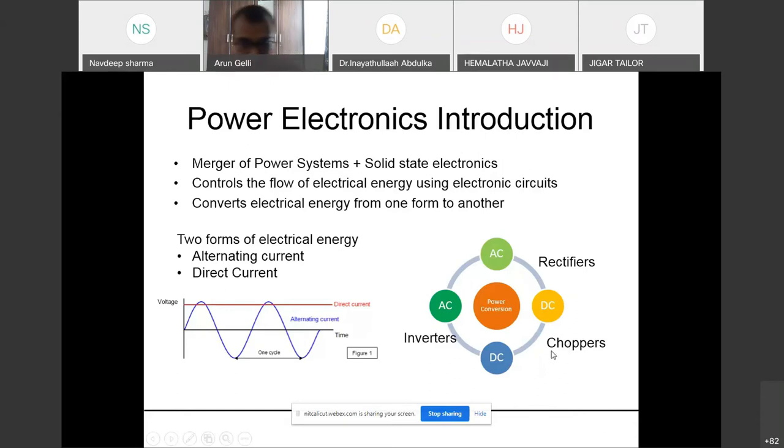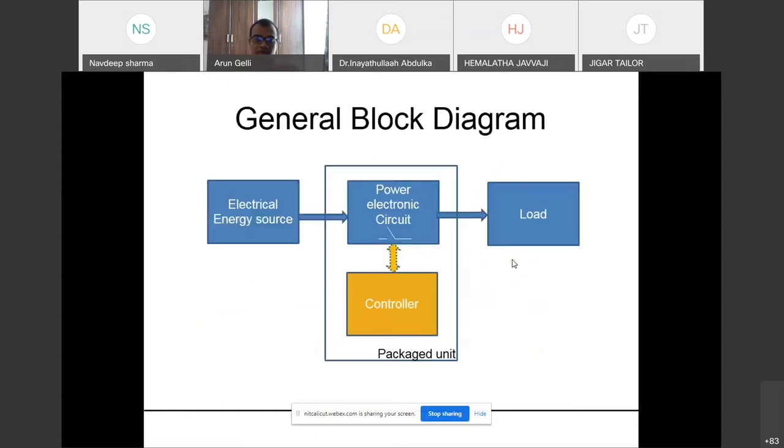And if you are converting from DC to AC, they are called inverters. They are usually used in applications like solar inverters, or wind in some cases as well. They are called inverters when they convert DC to AC. And if you're converting AC to AC, they are called cycloconverters, usually from one frequency to another, which are converting from one form of energy to another form of energy.